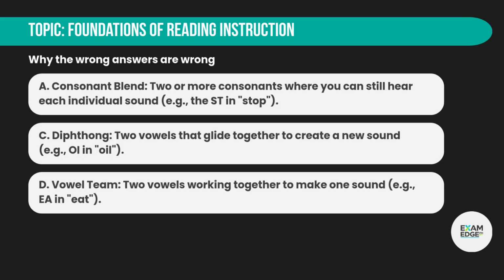Why the wrong answers are wrong? A. Consonant blend. Two or more consonants where you can still hear each individual sound, e.g., the st in saint and stop. C. Diphthong. Two vowels that glide together to create a new sound, e.g., oi in oil. D. Vowel team. Two vowels working together to make one sound, e.g., ea in eat.